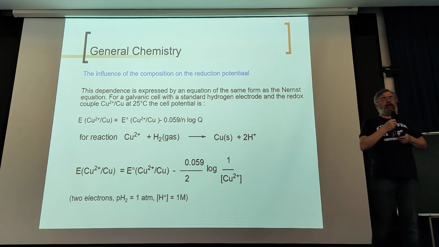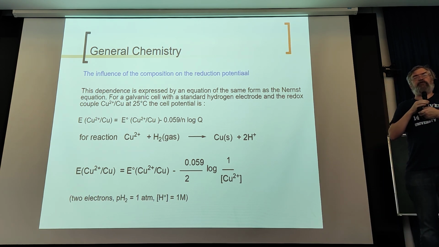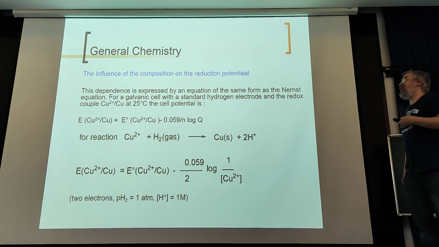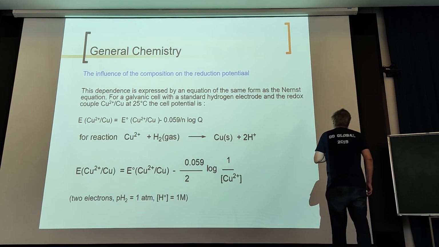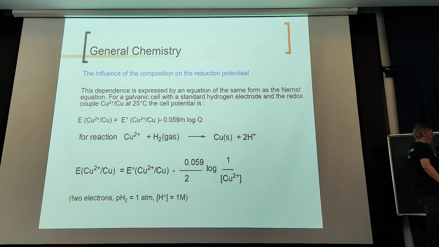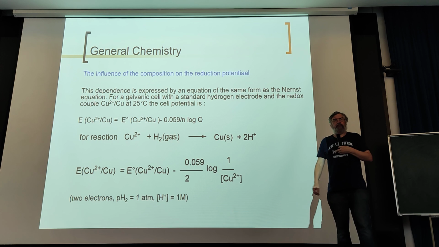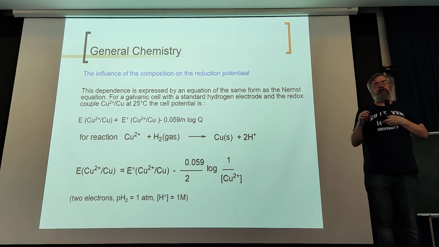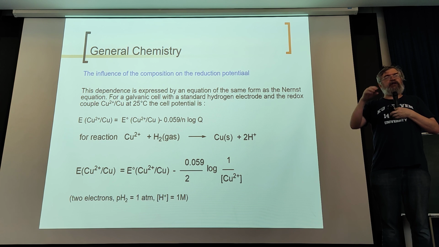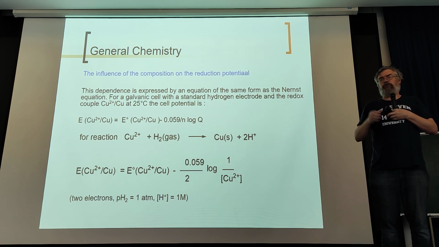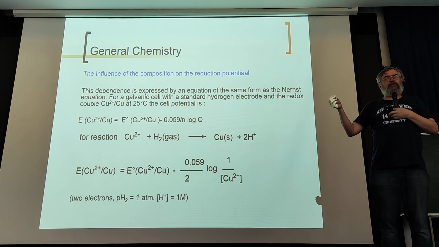Okay, so this is another expression of the dependence of the potential on the composition in the electrode compartment. Now, what we have here is the electrode compartment with the copper electrode inside of a copper 2+ solution, so it's half of the Daniell cell. And instead of connecting it to the zinc half of the Daniell cell, we connect it to the standard hydrogen electrode.